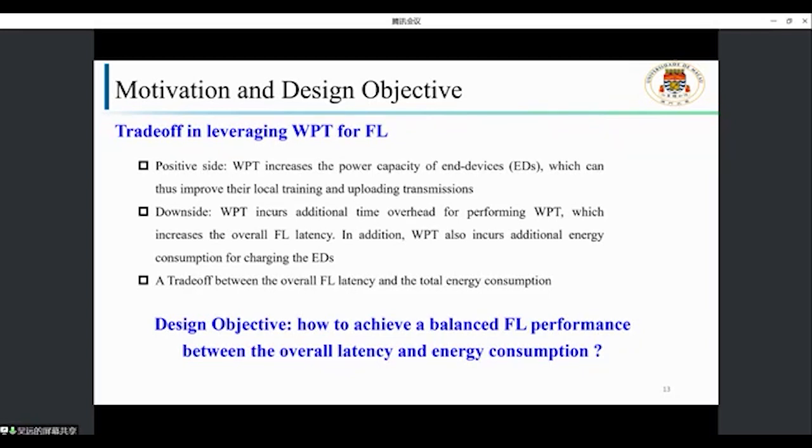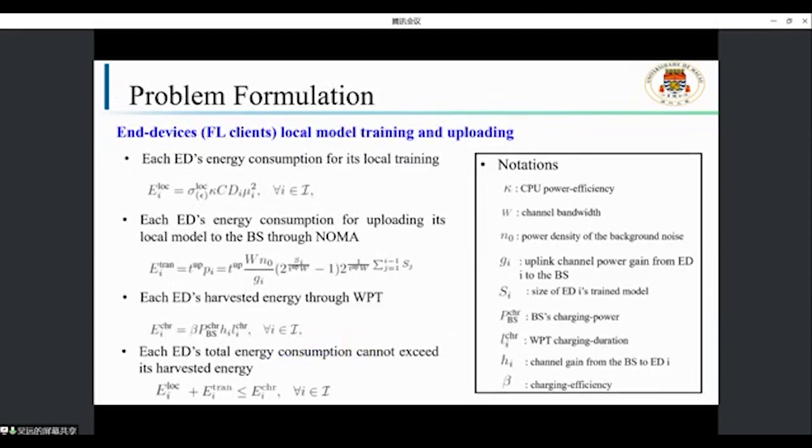In addition, wireless power transfer also incurs additional energy consumption for charging the end devices. So essentially, there's a trade-off between the overall FL latency and the total energy consumption. This motivates us to consider a design trade-off: how to achieve a balanced FL performance between the overall latency and the energy consumption. To this end, we formulate a mathematical optimization problem.